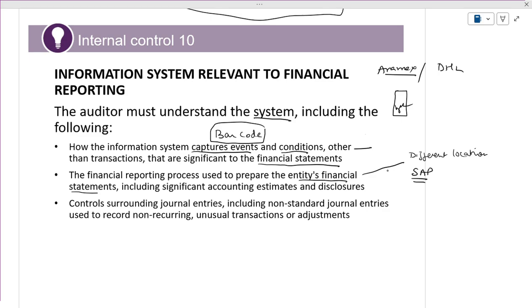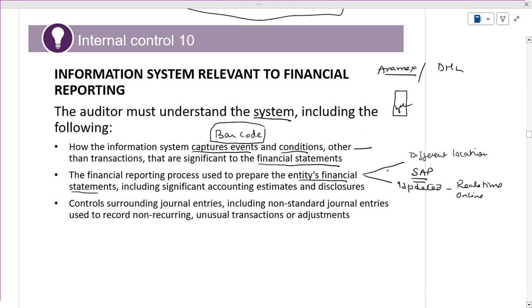When you are using the software, what will happen? Every other department will be updated, not only online but on a real-time basis. Immediately it will get updated. That's the way. When we talk about what the auditor should understand, yes, these things are happening.